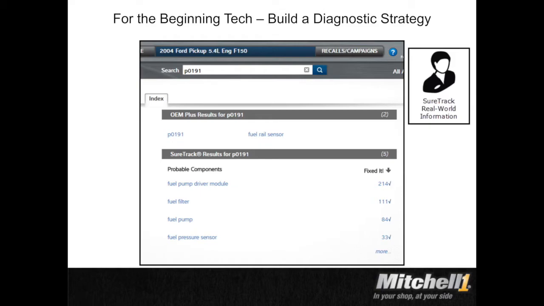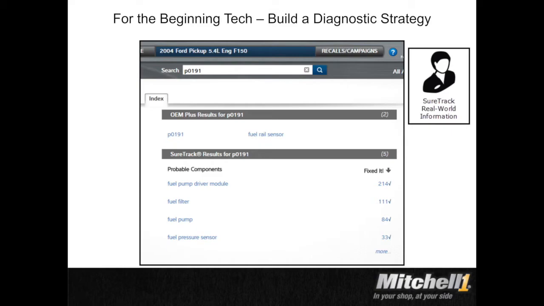For a beginning diagnostic technician, they may not have seen this code before. They might need to figure out where to even begin with this code. So they can look at a probable component list and use it as a checklist of sorts to prioritize which components to test out and in what order to do that, because of what is most likely. So they might start with a fuel pump driver module, then move to the fuel filter, fuel pump, and so on.